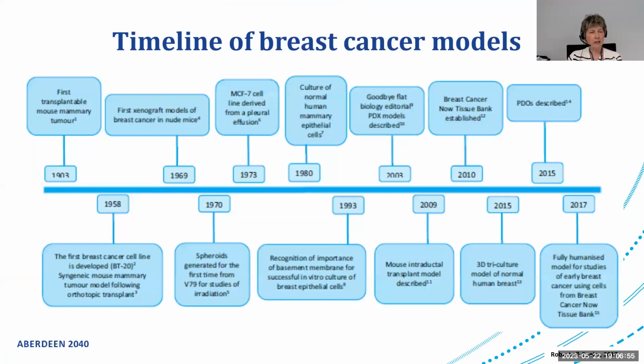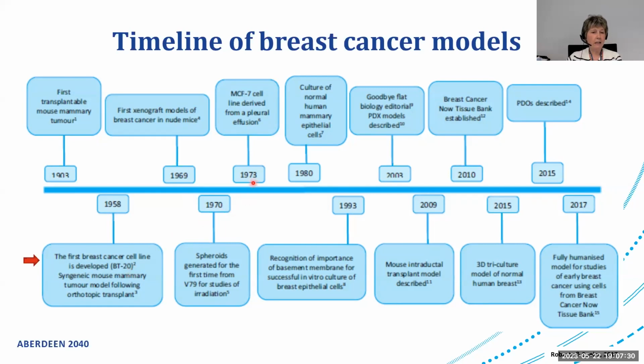So I'd like to start off by showing this timeline of breast cancer models. As you might expect, the first transplantable mammary tumour model was in a mouse, just at the beginning of the century before last, 1903. But it wasn't until 1958 that the first breast cancer cell line was developed, the BT20 cell line, which some of you may have used during the course of your research.